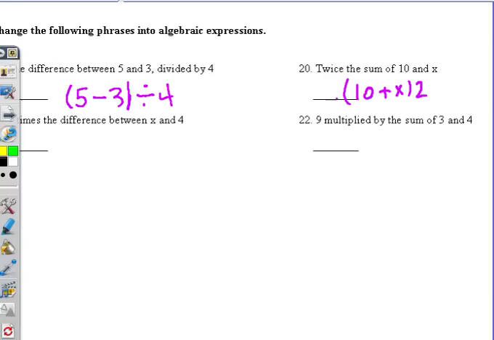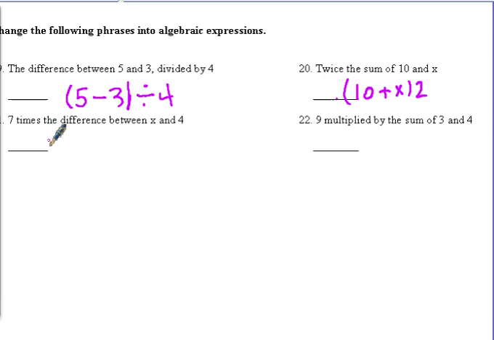I guess it's number 21, 7 times the difference between x and 4. So it's going to be 7 times, difference means to subtract, so I do x minus 4. So I put it in parentheses again, saying that I take the difference between x and 4 before I multiply. And of course, to have a 7 and then a parentheses means to multiply. If I had a plus here, I would add. But here I just have 7 and a parentheses, so it's 7 times the difference between x and 4.